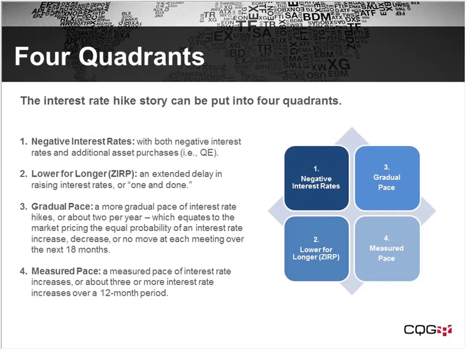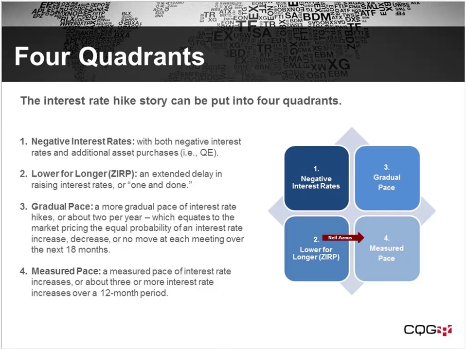We have a slide here called four quadrants. Take a look at this simple grouping. The interest rate hike story can be put into four quadrants, and here's how we think about each one. Number one, both negative interest rates and additional asset purchases, as you know, QE. Number two, an extended delay in raising interest rates, or one and done. Number three, a more gradual pace of interest rate hikes, or about two per year, which equates to the market pricing an equal probability of an interest rate increase, decrease, or no move at each meeting over the next 18 months.